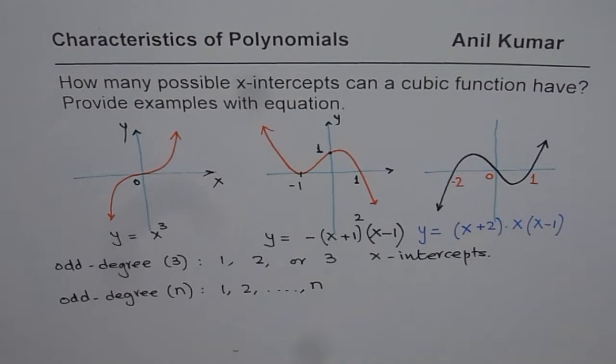So these are all the possible solutions. So you can now make a graph showing x-intercepts when n is equal to 5. You can draw 5 different scenarios where the x-intercepts are from 1 to 5, right? I hope that helps you to understand that odd degree functions will have x-intercepts from 1 to n, where n is their degree. Thank you.